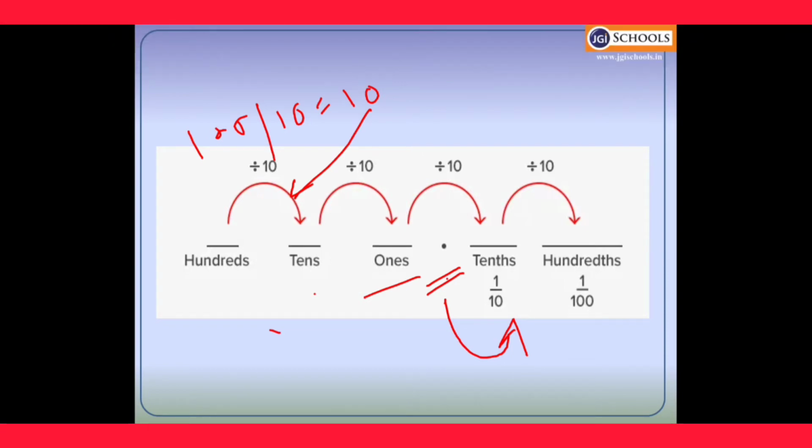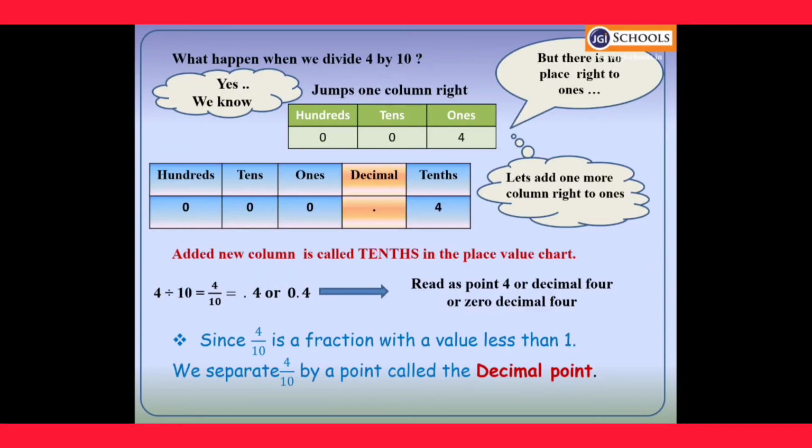Now next thing, what happens when we divide 4 by 10? Again the same question which we have already seen. It shifted from left to right and right to left. Now see here how it works in the case of decimals. It will jump one column right. We have already discussed this thing. But there is no place to the right, right?